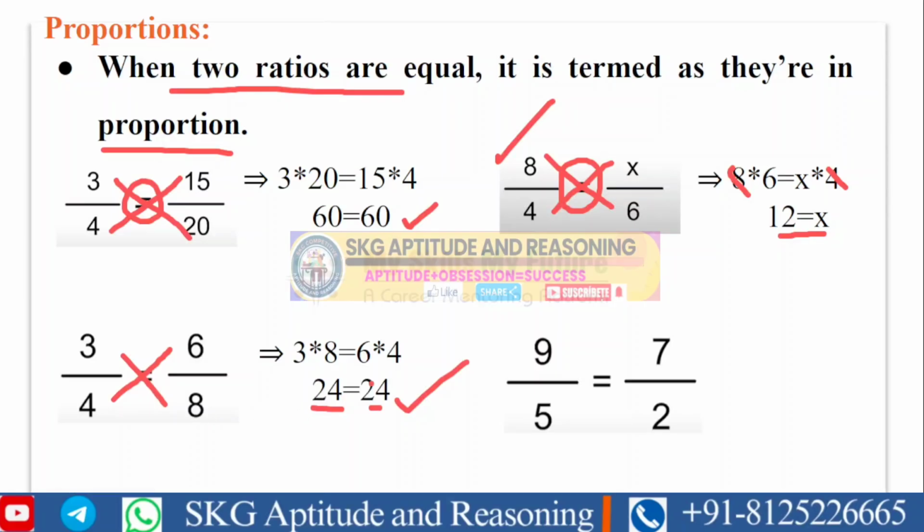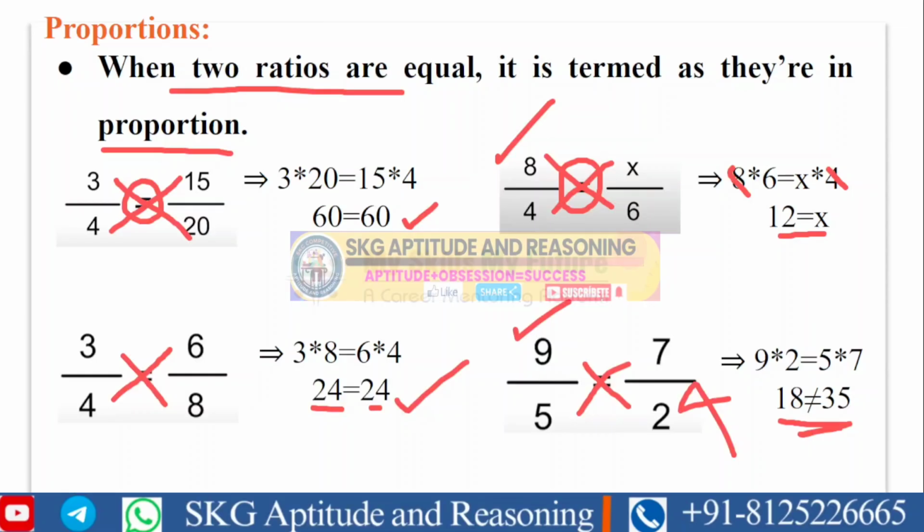Now let us consider one more example. I need to check whether these ratios are in proportion or not. For whether the given ratios are in proportion or not, I told you to cross multiply the values here. 9 into 2 is 18 and 5 into 7 is 35. Now these two values are not equal. When these two values are not equal, we will say that these ratios are not in proportion. I hope we understand this concept: when we say the ratios are in proportion and when we say the ratios are not in proportion.